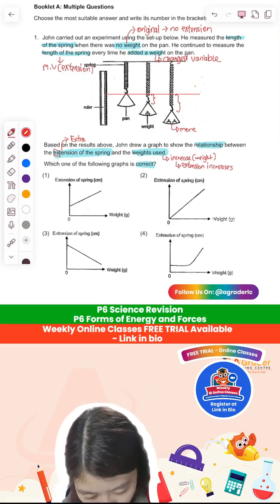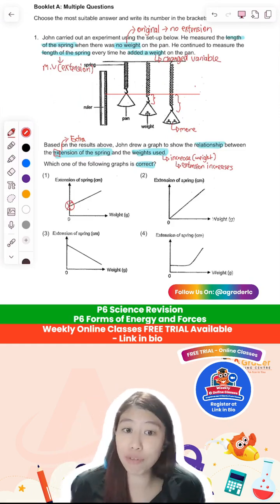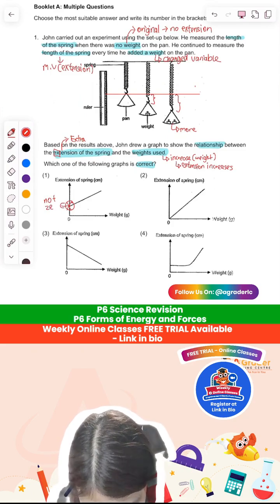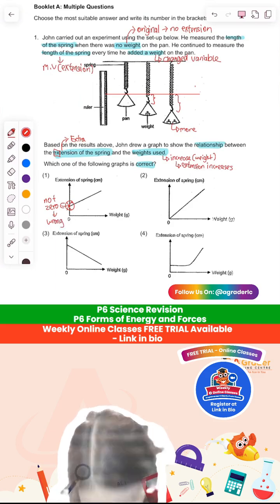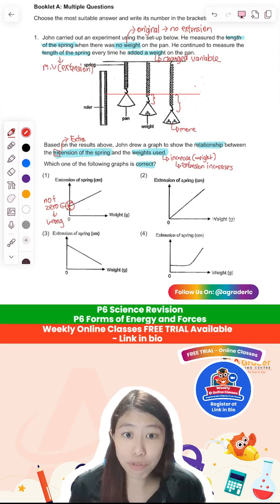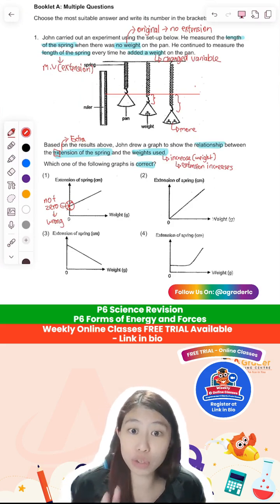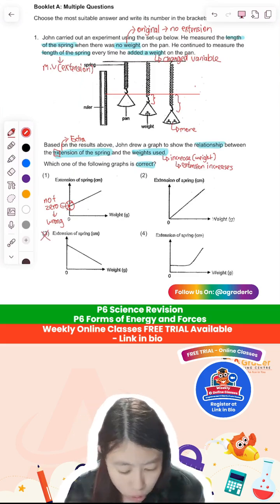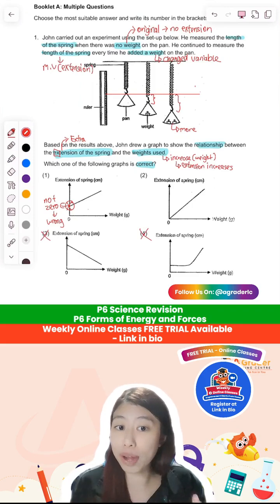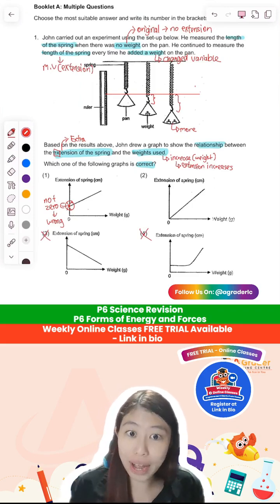So this one, take note, this is not correct. I cannot start from here because here means it is not 0, which is wrong. Take note, it must start from 0. So the correct answer is actually 2. 3 and 4, I'm very sure you all know is definitely wrong. But a lot of students will pick between 1 and 2. So 2 is the actual answer.